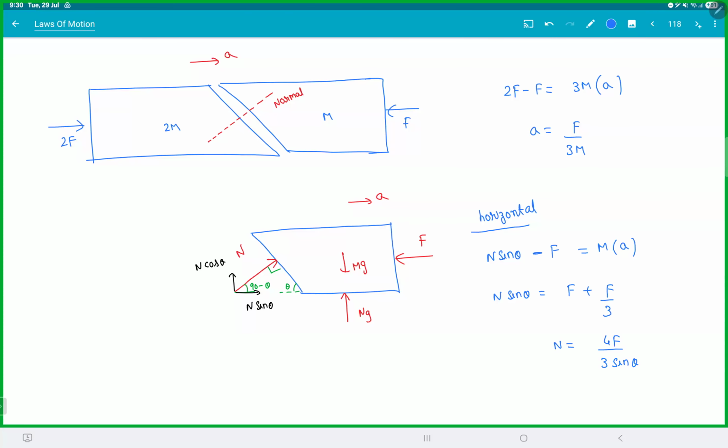Please check your angles. Any notes on the normal reaction, please ask. And others, do keep your cams on.